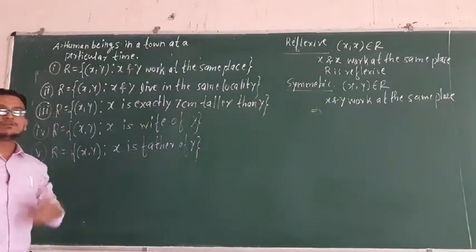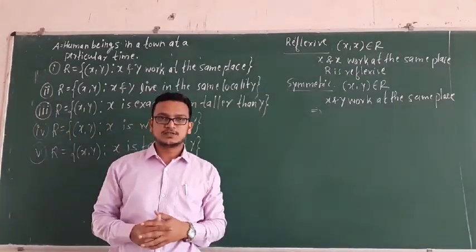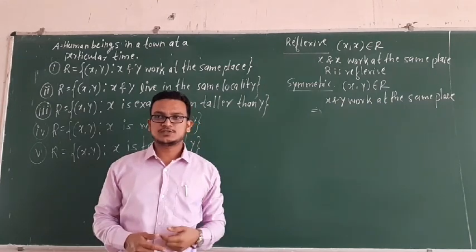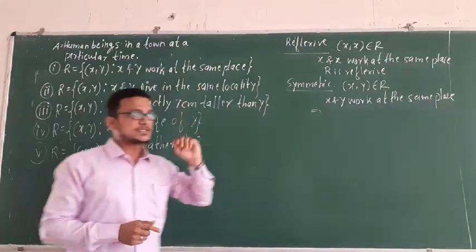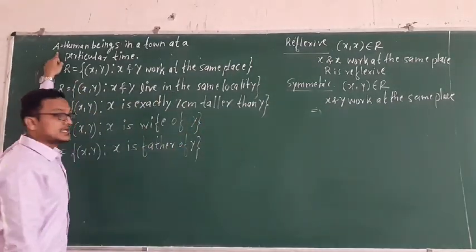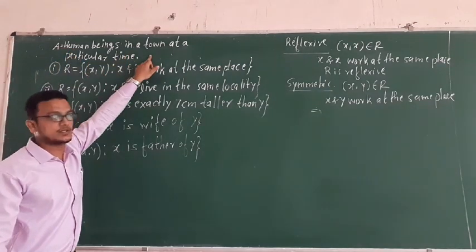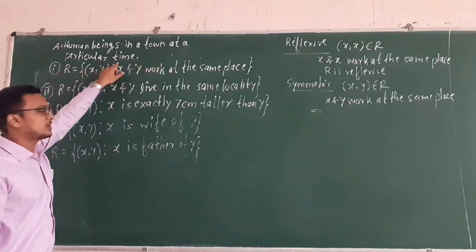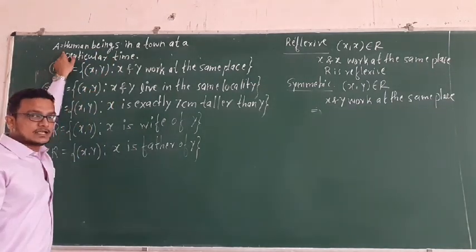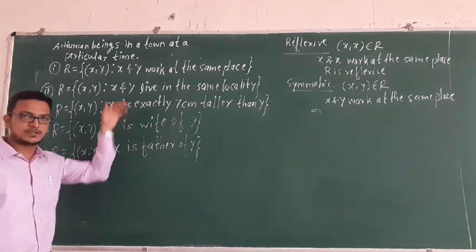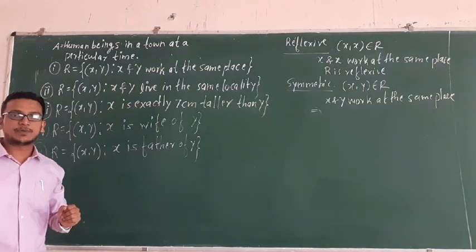In the previous examples, the set A was given in the form of numbers like natural numbers, integers, or just simply 1, 2, 3, 4, 5, 6. But here the set is given in a different form. This set A is a set of human beings in a town at a particular time. Under that set, these are the 5 examples. Each example will be discussed separately.